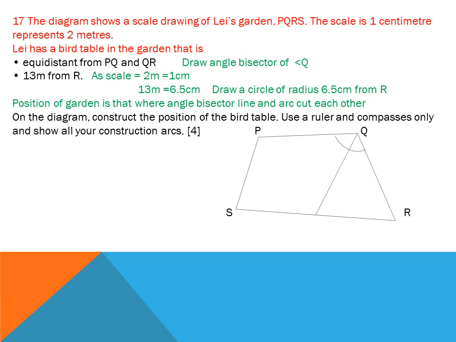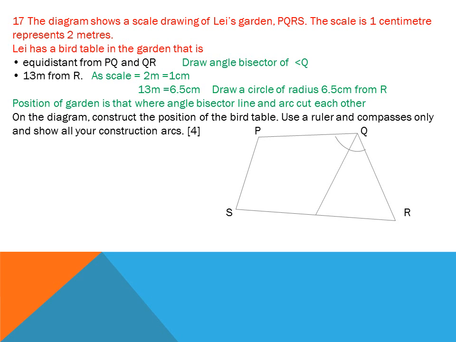Garden PQRS, equidistant from PQ and QR. When there is equidistance from two sides, we should take the angle bisector between these two sides. Because he is using sides PQ and QR, we should take the angle Q and then bisect angle Q. So we will draw a line from Q towards SR. It's the bisector of angle Q.